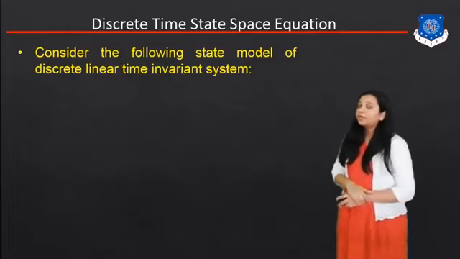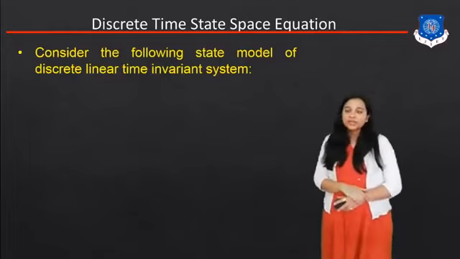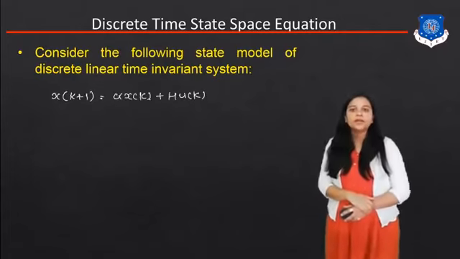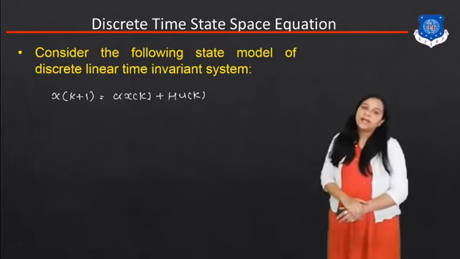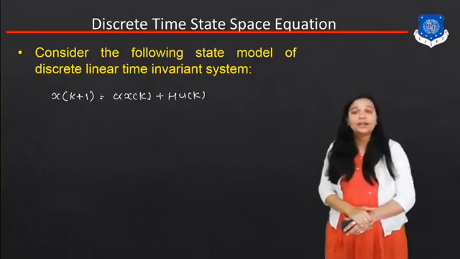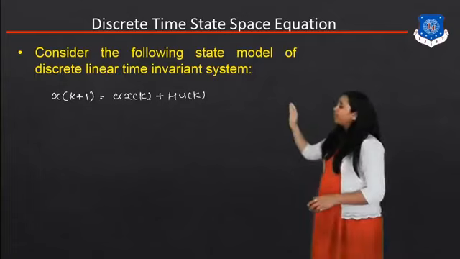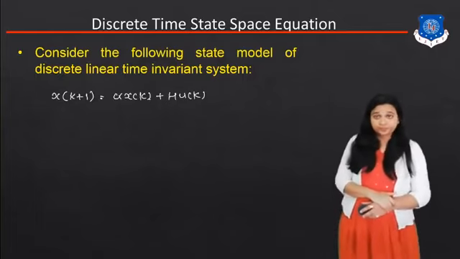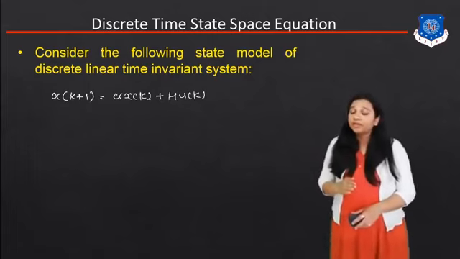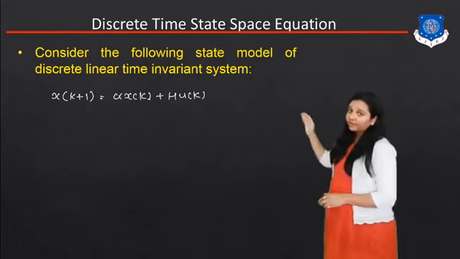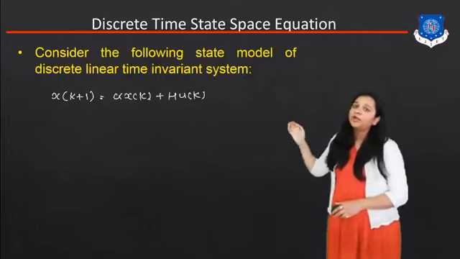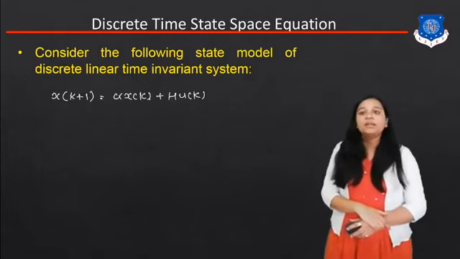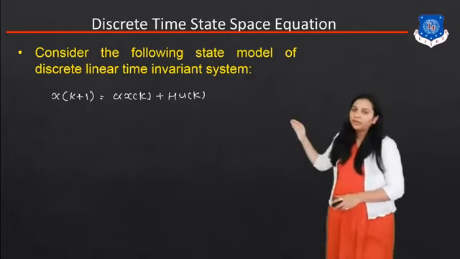We have to consider the following state model of the discrete linear time invariant system: x of k plus 1 is equal to G x of k plus h u of k. As we discussed in the last session, what is the equation of G and what is the equation of h? In the continuous time system, we deal with the matrices A and B. So what is the equation of the continuous time system? It is x dot of t equal to A x of t plus B u of t. Now we will deal with the discrete linear time invariant system, so our equation will be like this.